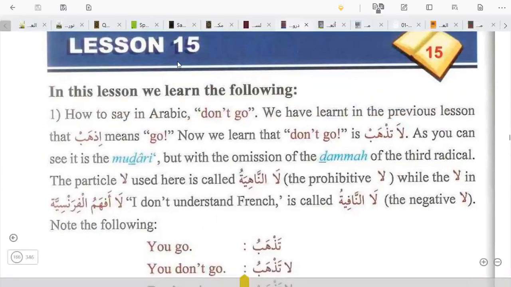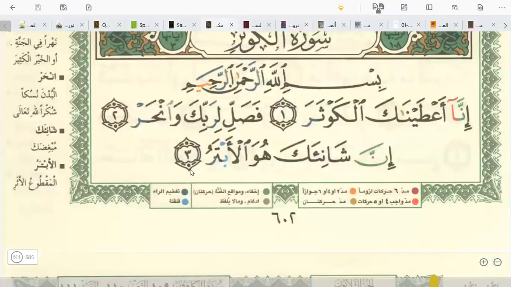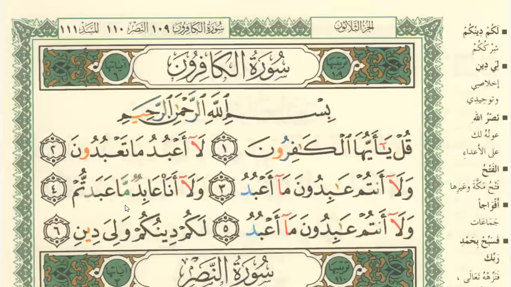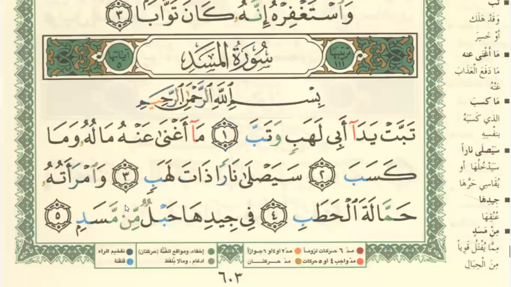Where did we stop in Holy Quran last time? Does anyone remember? Surah Tabat. Surah Tabat. Does everyone agree with this?